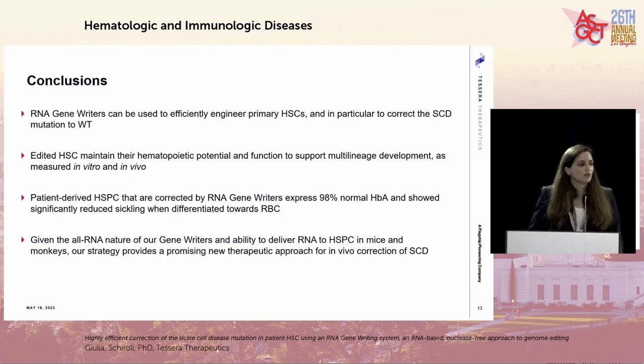So overall, I hope I convinced you that our RNA gene writing technology can be used to efficiently engineer primary HSC, and in particular to correct the sickle cell mutation to wild type, that our HSC can maintain their hematopoietic potential as measured by different assays in vitro and in vivo, that we are able to correct with our technology patient-derived HSPC by reverting the sickle mutation back to wild type, and thus our corrected cells were indeed expressing almost 98% of normal HBA levels.